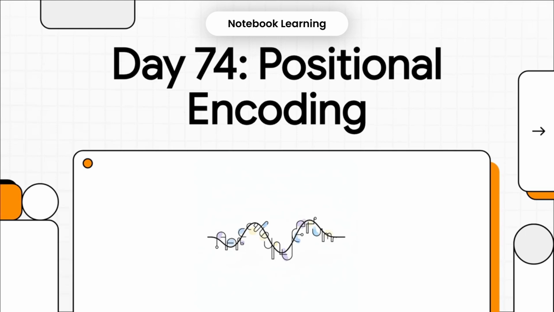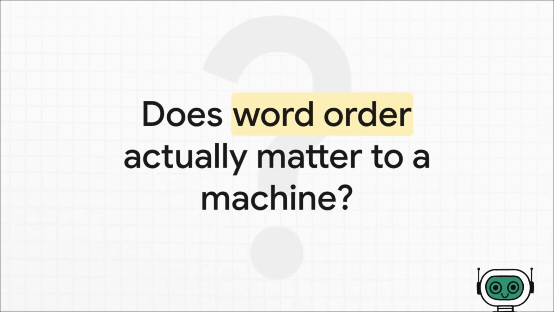All right, day 74. Today, we're tackling a really clever idea at the heart of modern AI models, positional encoding. So let's start with a really basic question. We all know word order matters to us, but does it actually matter to a machine?